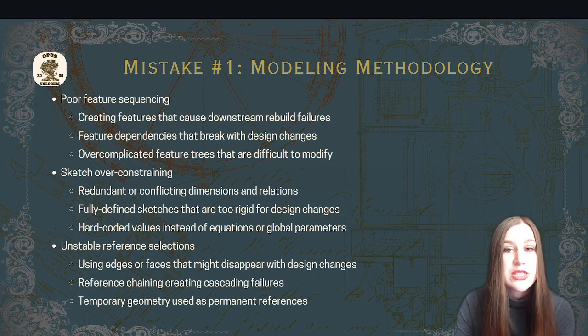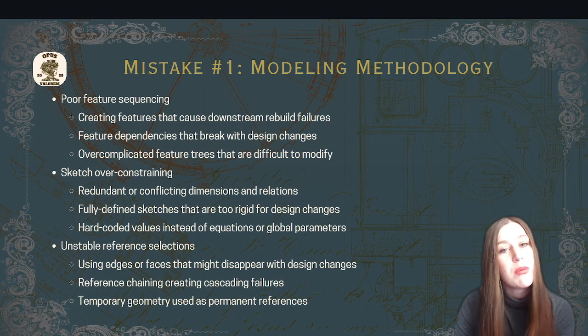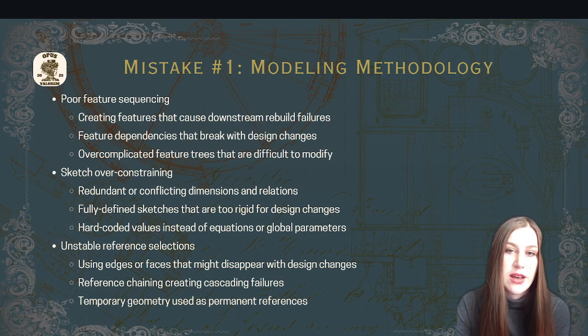When there is poor feature sequencing, you might cause downstream rebuild failures, or dependencies that break when there is some change in the design. It's worth noting here that overcomplicating feature trees is difficult to modify.